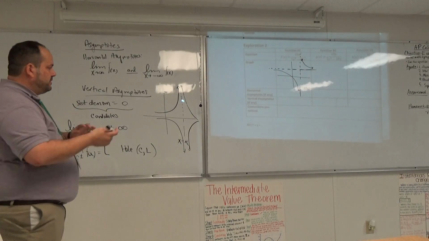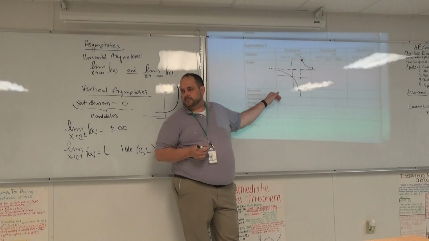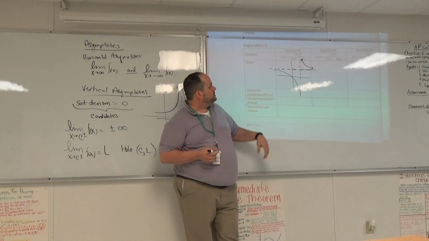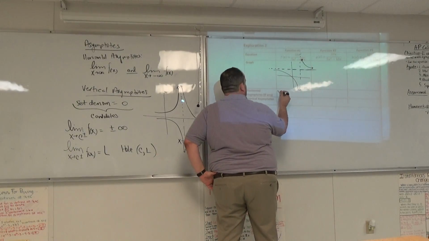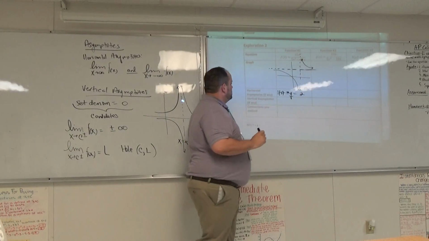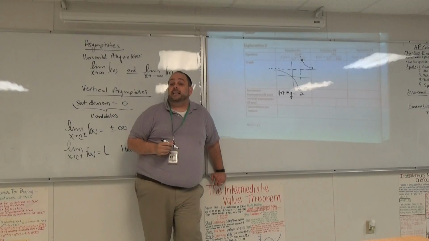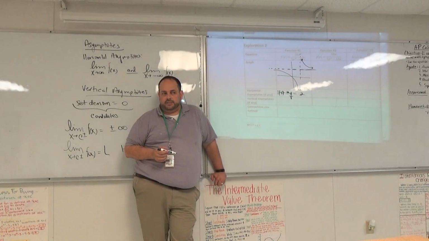What are we discovering for the folks that did function number 1? Where's the horizontal asymptote? Lewis, where's the horizontal asymptote? And y equals 2. You have a horizontal asymptote at y equals 2. Vertical asymptote. Where does the vertical asymptote live?